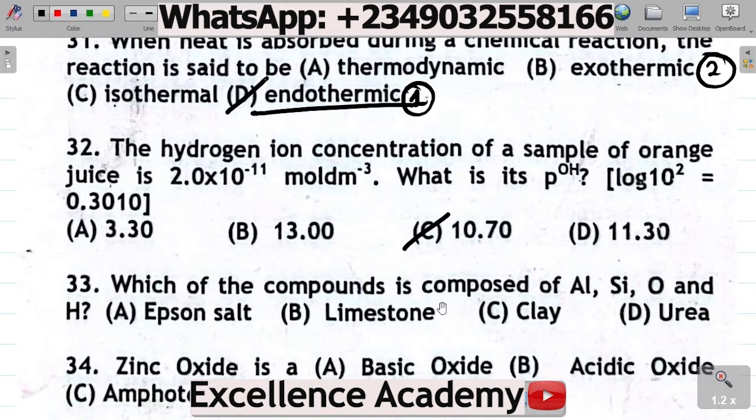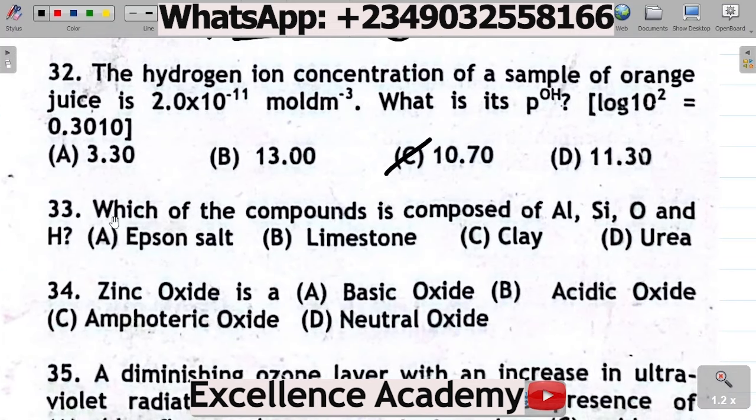Next up, question 33. Which of the compounds is composed of aluminium, silicon, oxygen, and hydrogen? A. Epsom salt, B. Limestone, C. Clay, D. Urea. For question 33, the correct answer there is C, which is clay. You want to know that clay consists of aluminium, silicon, oxygen, and hydrogen.